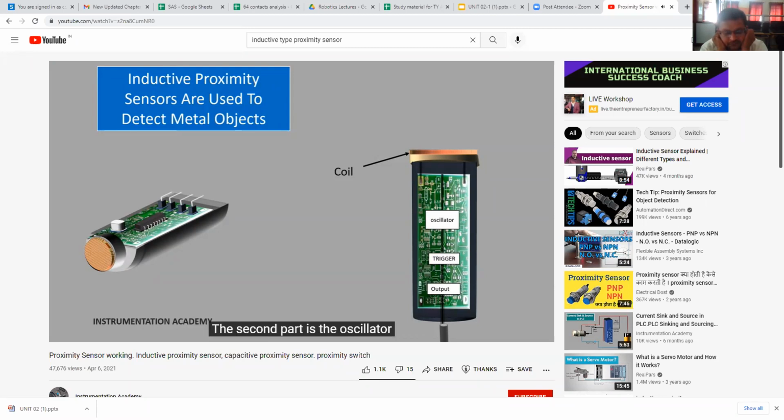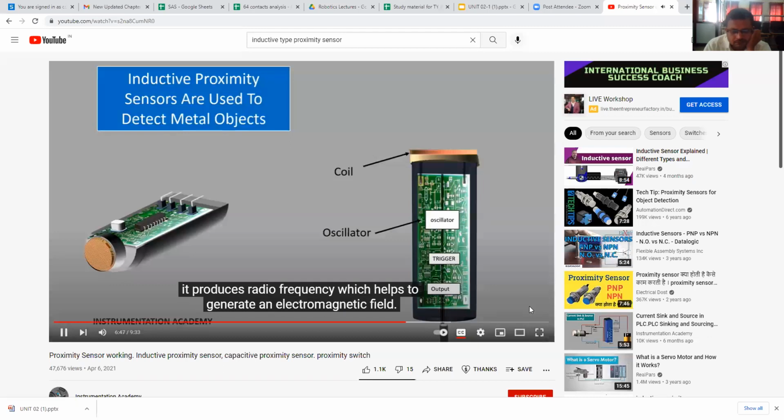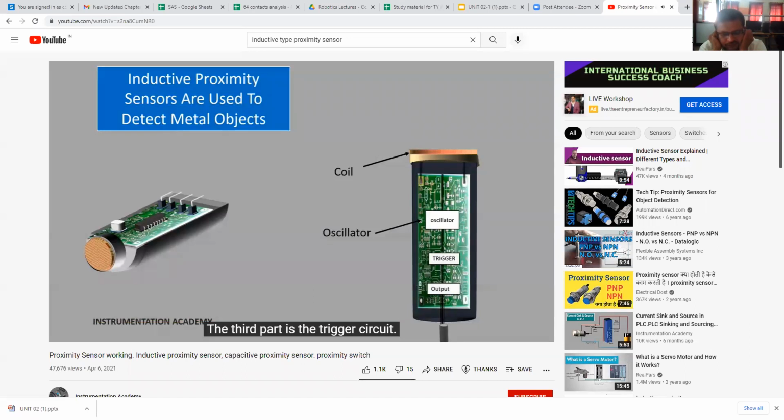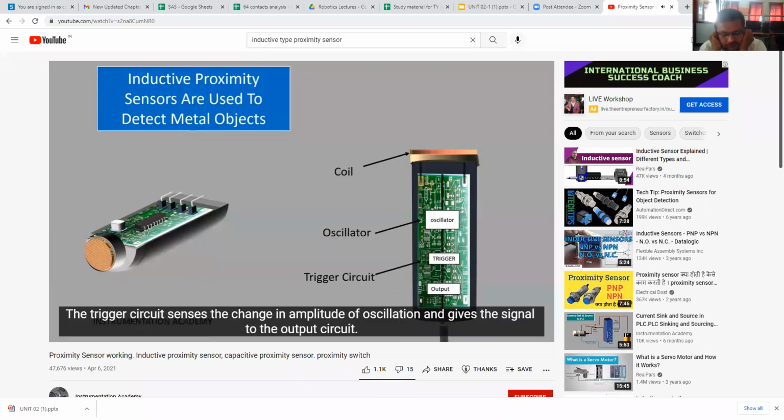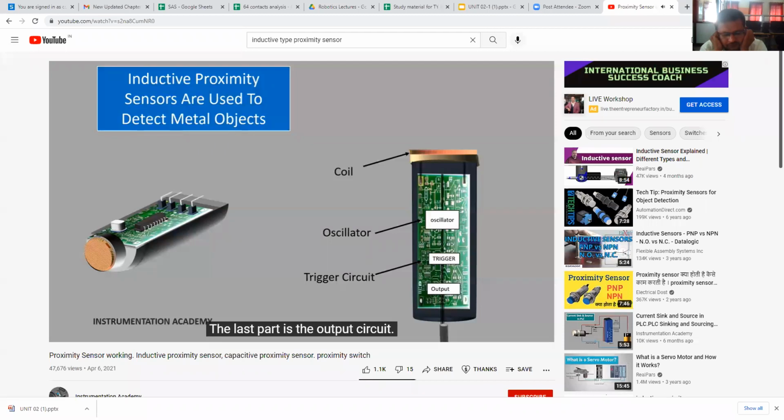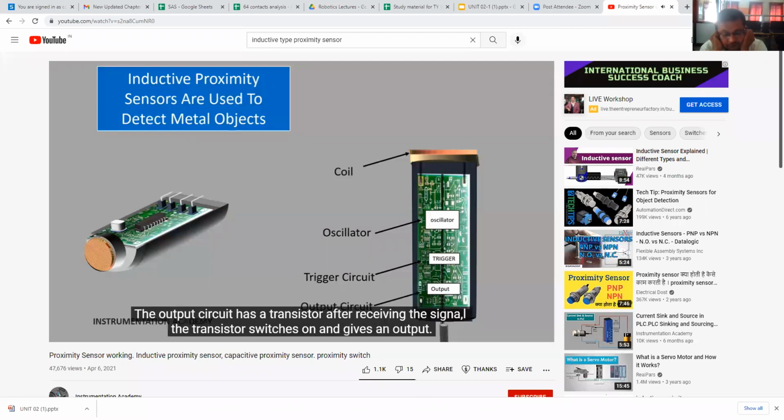The second part is the oscillator. The oscillator is generally an LC oscillator. It produces radio frequency, which helps to generate an electromagnetic field. The third part is the trigger circuit. The trigger circuit senses the change in amplitude of oscillation and gives the signal to the output circuit. The last part is the output circuit. The output circuit has a transistor. After receiving the signal, the transistor switches on and gives an output.